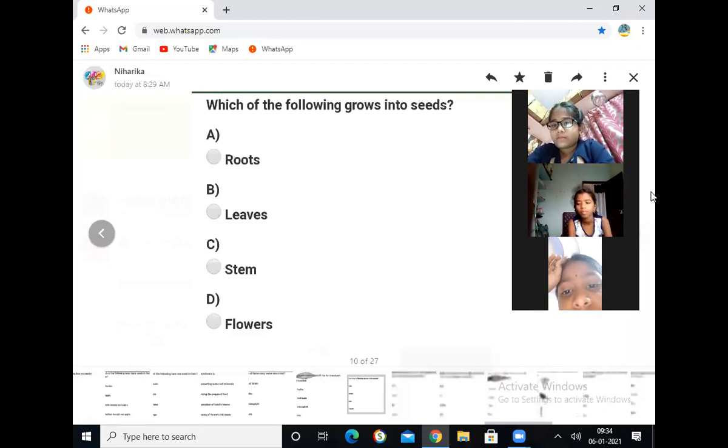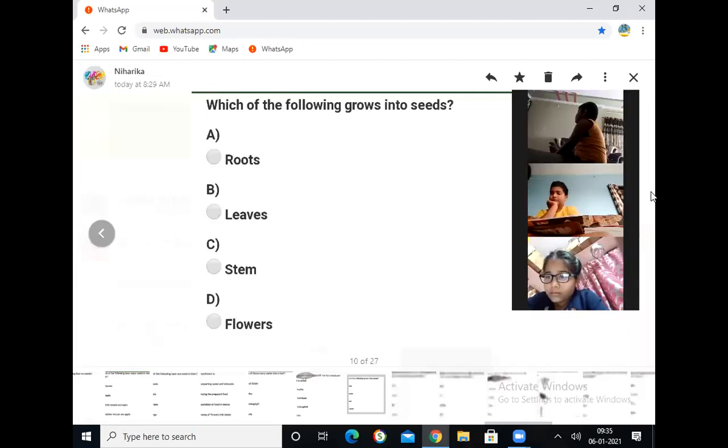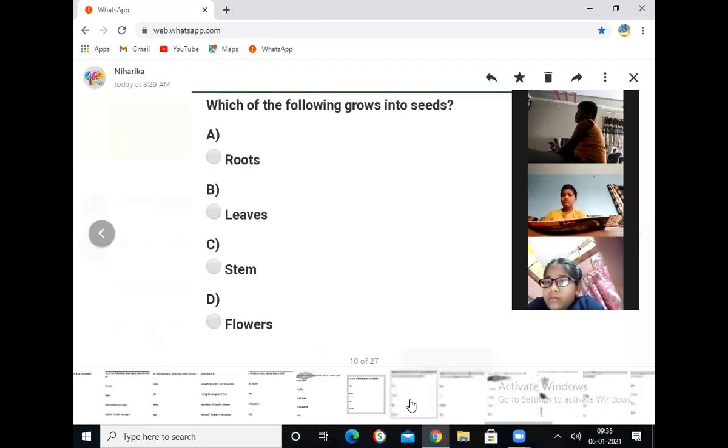In summer, most of the plants after flowering will convert the flower into seeds or fruits. So the answer will be the flower. Seeds will occur in the flowers. Next question.